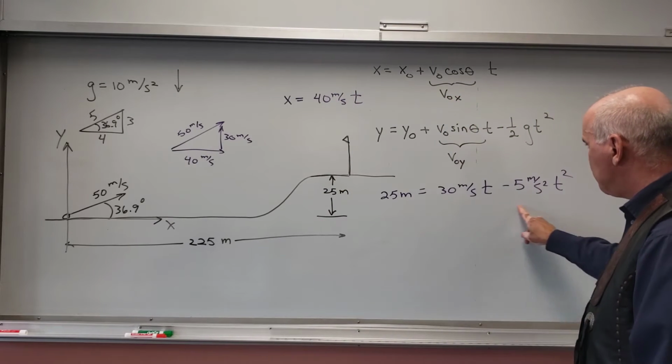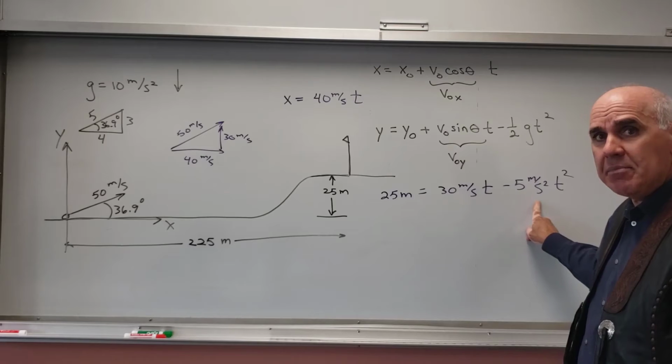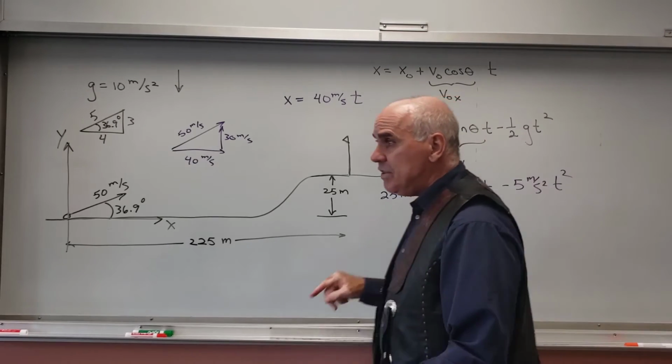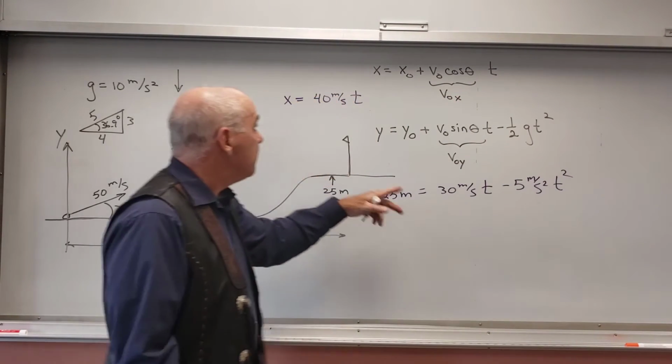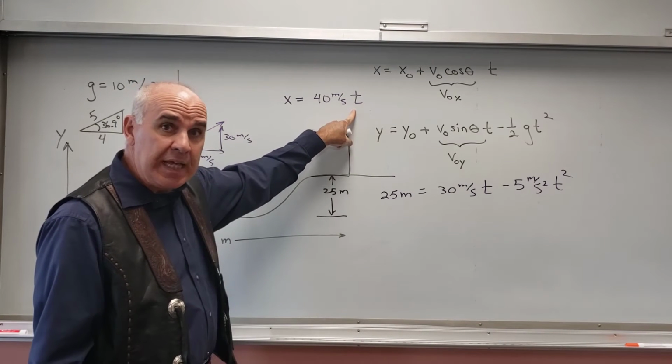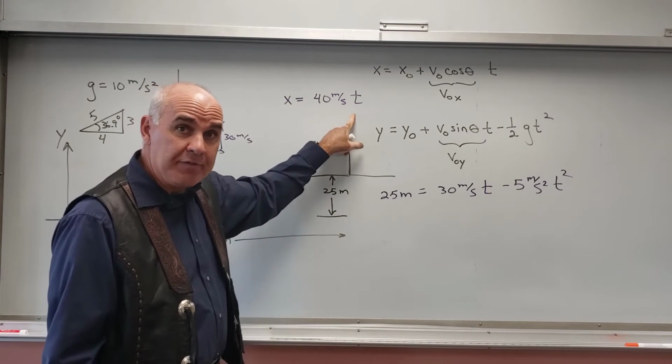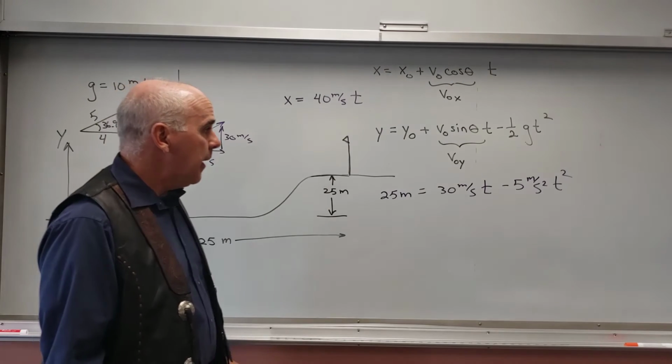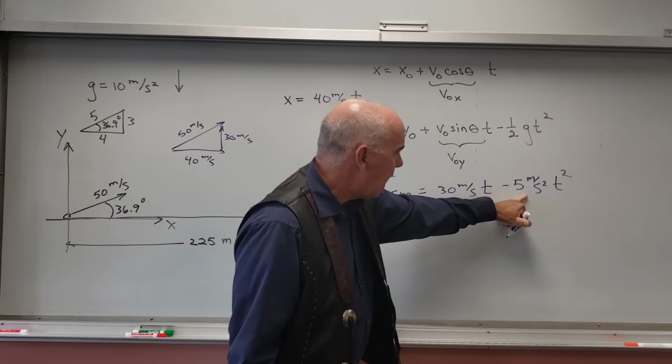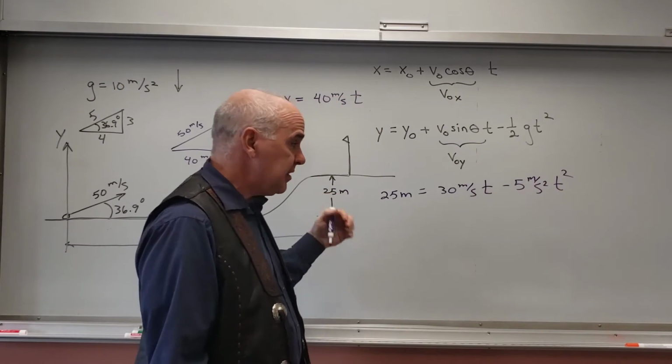And so in this equation, the only unknown I have is time. So I'm going to solve this equation for time, and then once I have that time, I can put it into that equation to determine how far I've gone. All right, so let's do that. I'm going to bring the 5t squared to the left-hand side.